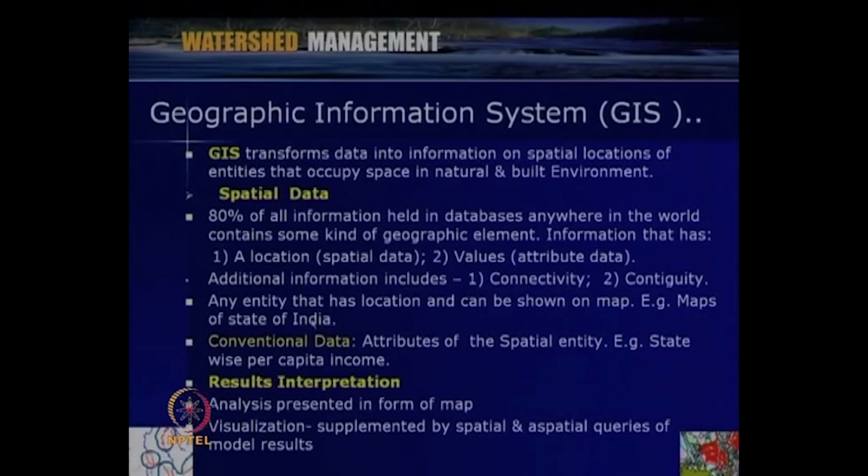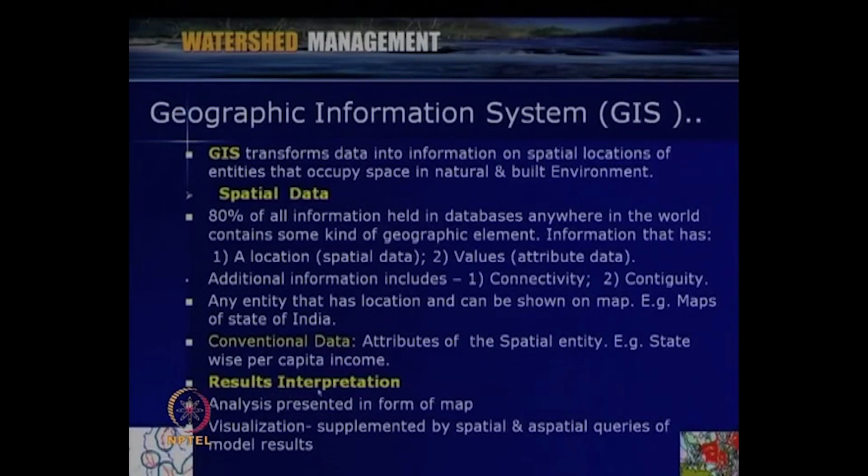For example, maps of a state of India or any country. From that map we can identify where a specific place is located, or a specific institute is located. The data can generally be conventional data, with attributes of the spatial entity, like state-wise per capita income, how the population varies, the education of the population, the literacy rate, where the wells are located, or how the water resource availability varies. These kinds of things we can represent as spatial data in a conventional way.